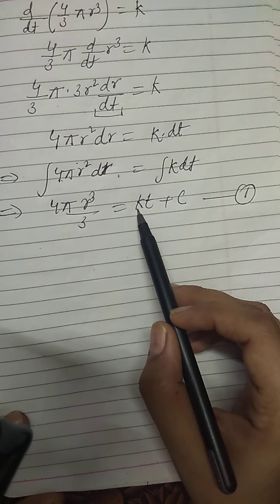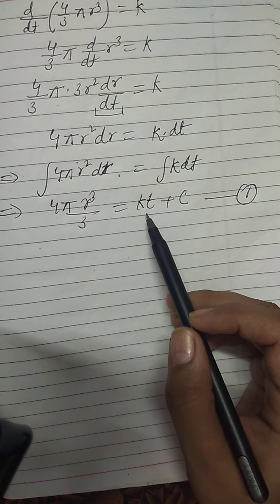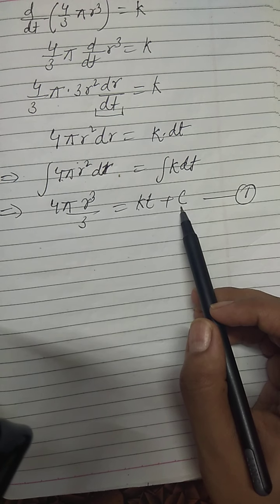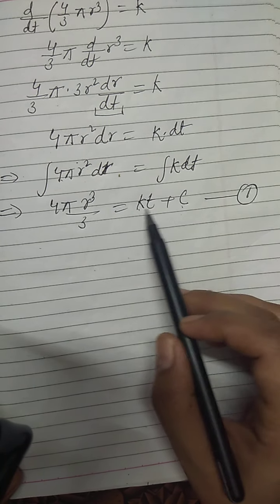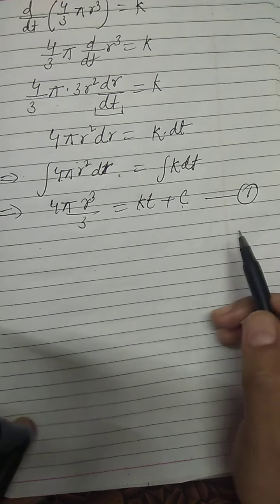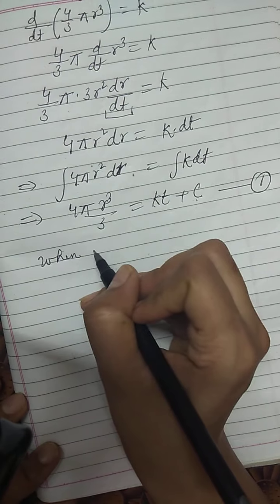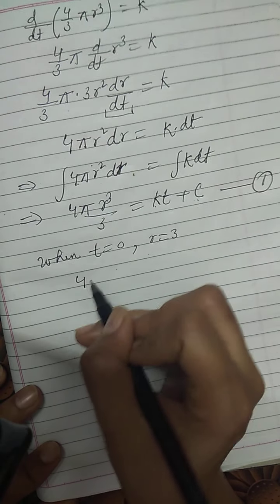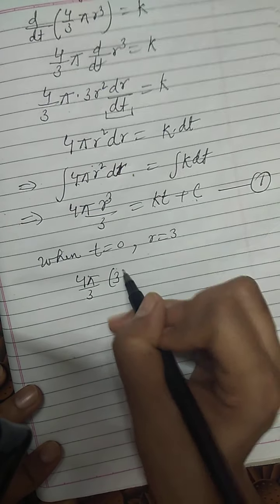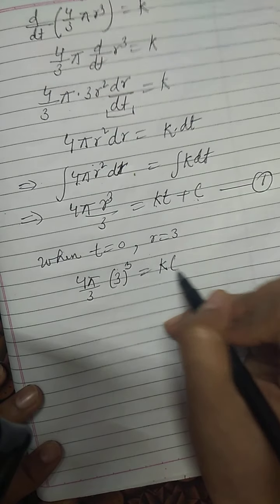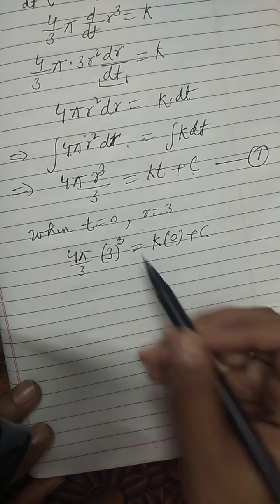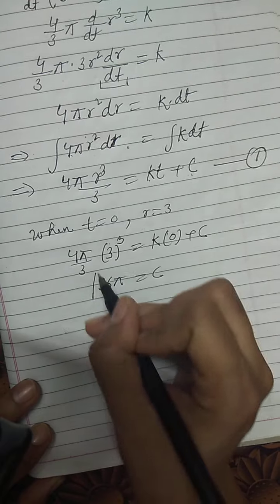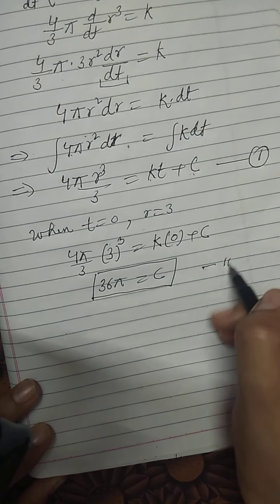Now here k is the constant of proportionality, because it was given that the change in volume is constant, and this is another constant c. So we are supposed to find two constants, and two conditions are also given. We will apply the conditions. When t is 0, r is 3. Let us substitute. It will become 4 pi by 3 into 3 cube, k into 0, plus c. The 3 gets cancelled. 9 into 4 is 36 pi equals c. So the value of c we will get here is 36 pi.